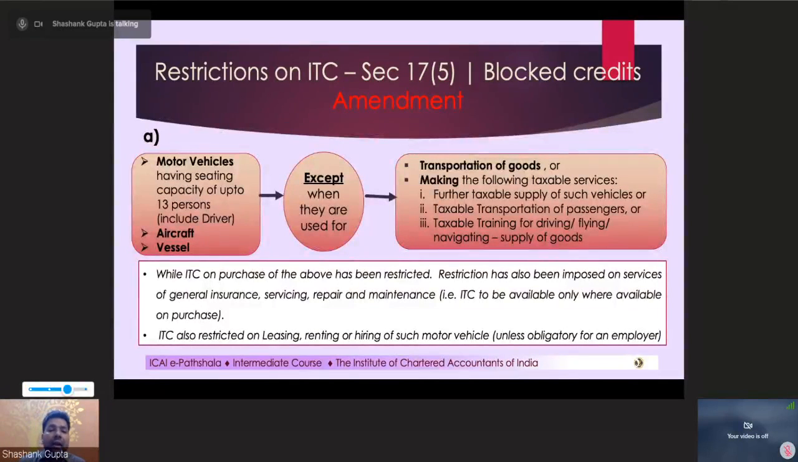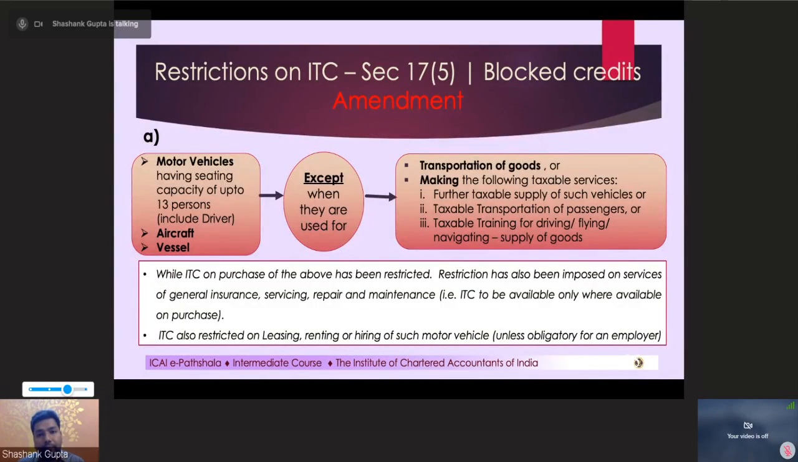And the aircraft and vessel. So, aircraft when purchased by Reliance, Ambani, Adani, Tata, no credit available. Vessel means yacht purchased by Ambani, Adani, Tata, no credit available. Rolls-Royce, all the fancy cars, Lamborghini or Bentley, anything purchased, no credit whatsoever available.